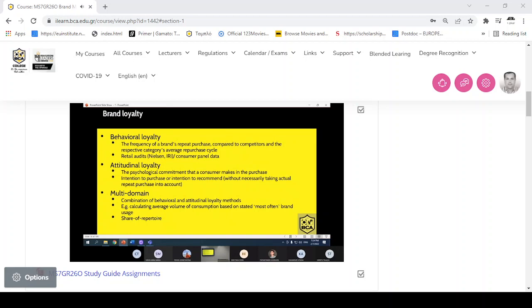For example, the category repurchase cycle may be 1 month, and you found that your brand also has a 1 month repurchase cycle. This is exactly in line with the repurchase cycle of the category. So you're not underperforming, and your brand has loyalty compared to the category. For example, if another deodorant brand is bought twice per month, then this means that you underperform against the other competitor. So behavioral loyalty is one of the ways whereby loyalty is measured.